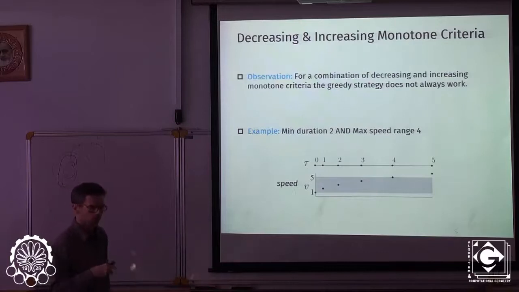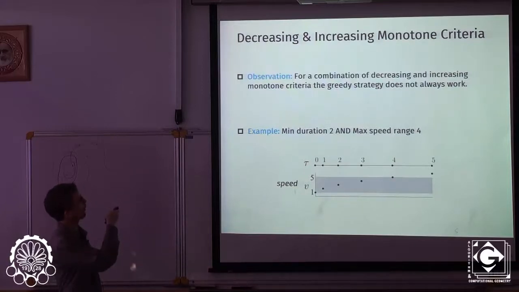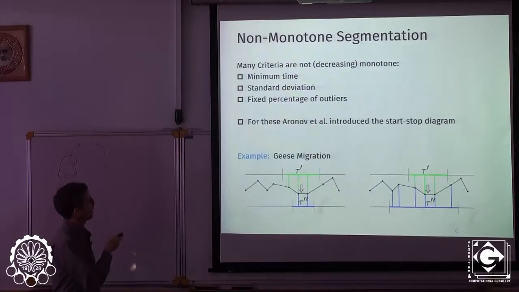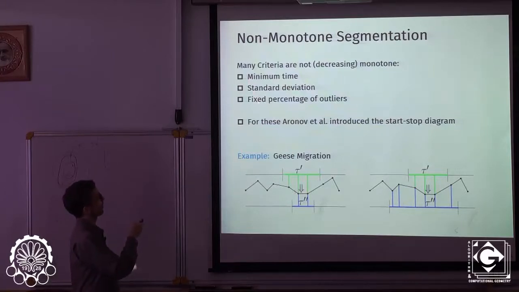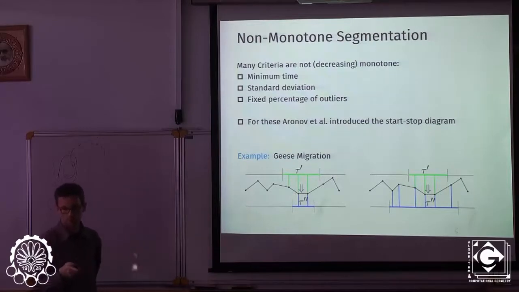So now I first want to show you the generic approach of segmentation and then improve it for the specific case of decreasing and increasing monotone criteria. And this is in a paper by Aronov et al. It's called Start-Stop Diagrams. That approach simply handles general criteria. Examples for criteria that are not decreasing monotone are, as we saw, a minimum amount of time on that trajectory. Then if I have a bound on standard deviation or some kind of average, I will also not get a decreasing monotone criterion. Also, if I want to allow some percentage of outliers, all of this is not decreasing monotone.